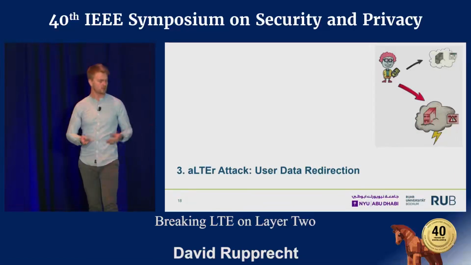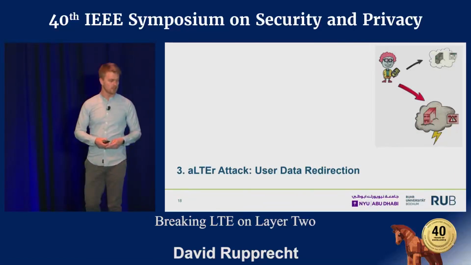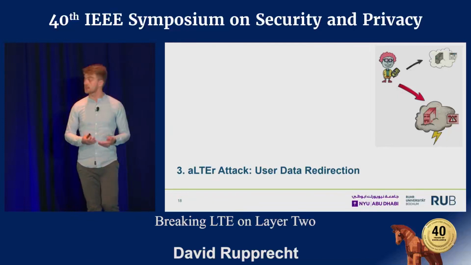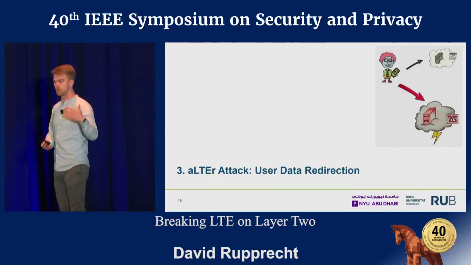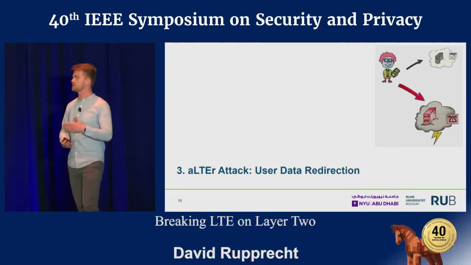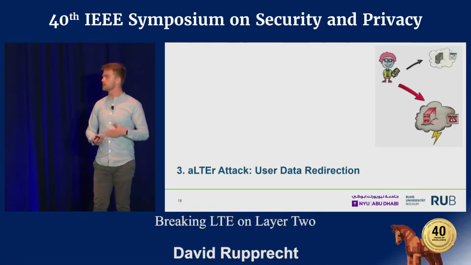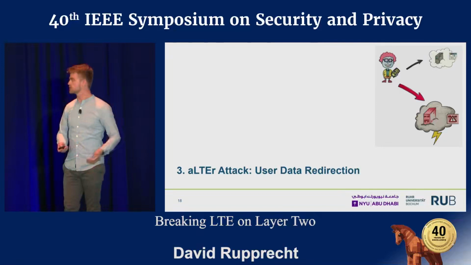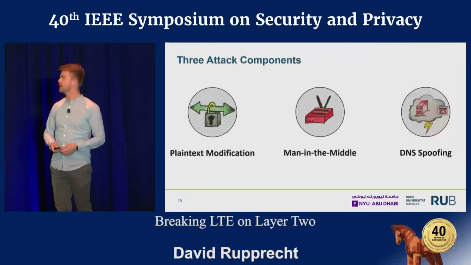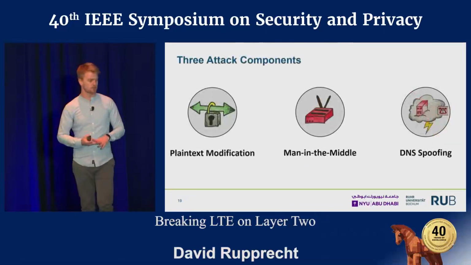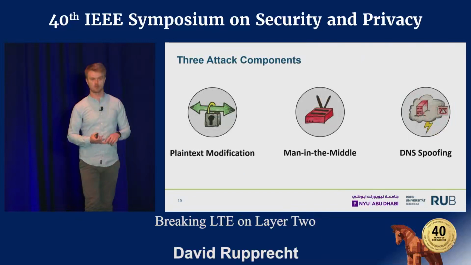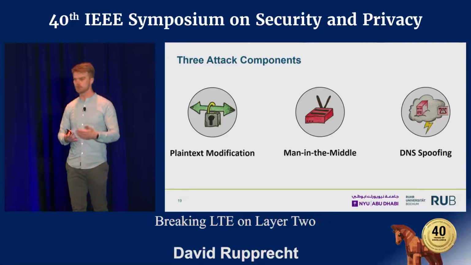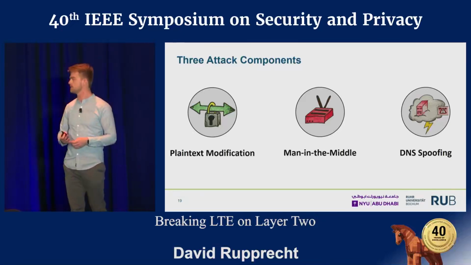So I want to now talk about the aLTEr attack. This is an active attack. Both earlier ones were passive attacks, and this is an active attack on layer 2, which allows us to redirect the victim to a malicious website, for example. We have 3 components of this attack. First of all, we can modify the plaintext. The man-in-the-middle attack is what we are using as an active attacker in this scenario.